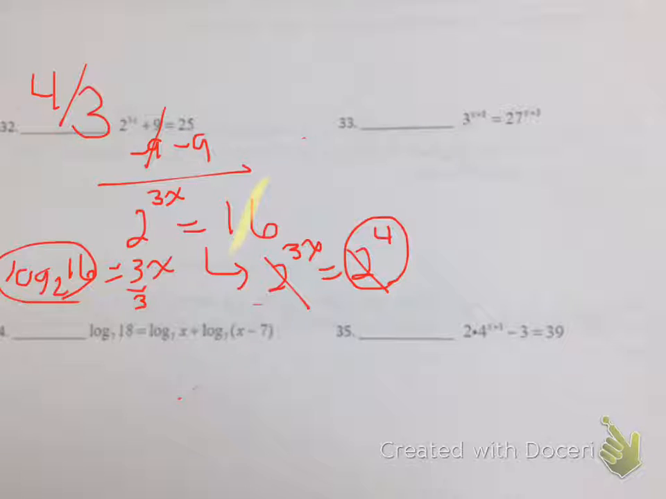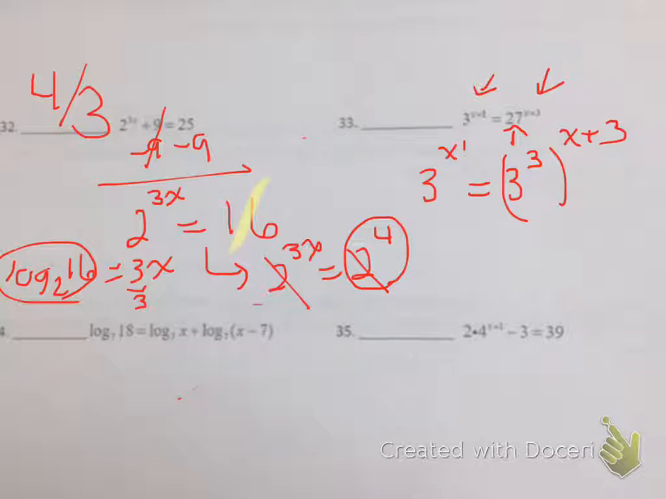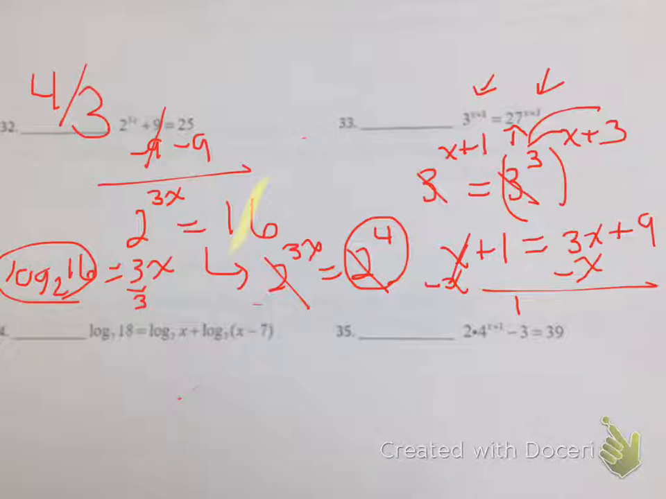Okay, and number 33, this is a jumping for joy situation. I have exponents here I need to solve. I can change 27 to 3 to the 3rd power, all to the x plus 3 is equal to 3 to the x plus 1. I can cancel off the 3's. X plus 1 is equal to, distribute, 3x plus 9. I'm going to subtract x. I get 1 is equal to 2x plus 9. And now I'm going to let you solve the rest. Try to change my color here so it doesn't look so sloppy.